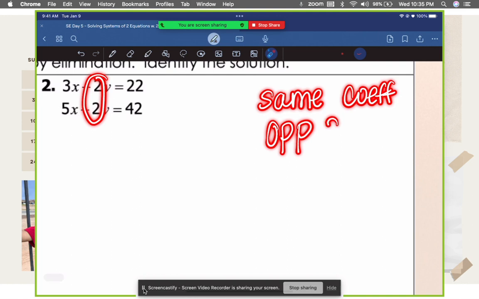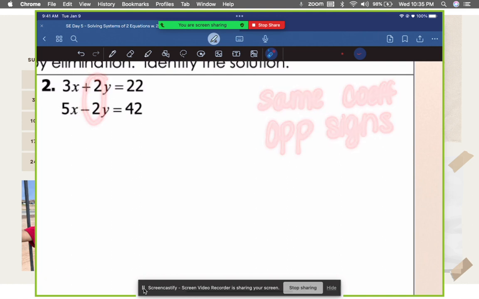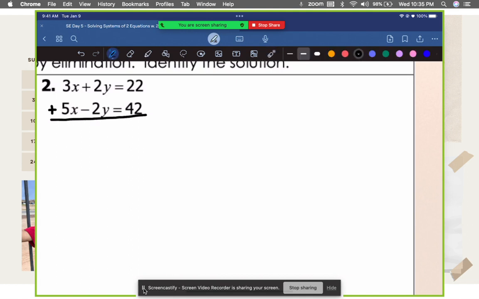Opposite signs, okay? So if you notice, the 3 and the 5, not the same coefficient, nor are they different signs. They're the same sign. They're both positive. So that's nowhere near what I want. So we're going to take a look at the y just to check. I have a positive 2 and a negative 2, which works really well because I have the same coefficient and opposite signs. That's exactly what I want. So I don't even have to do any of that work. All I have to do is combine. So I'm going to go ahead and add down. 3 plus 5 will equal 8x.